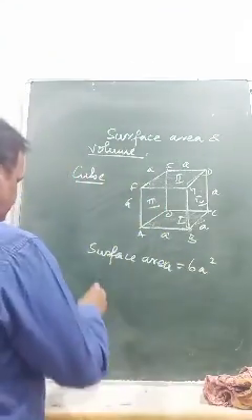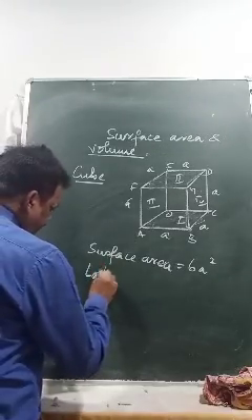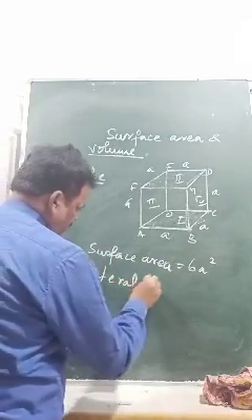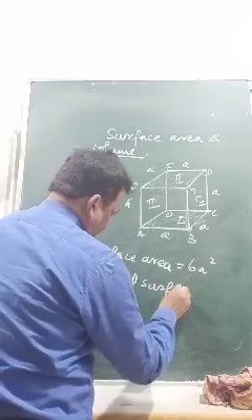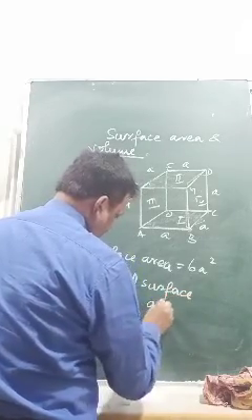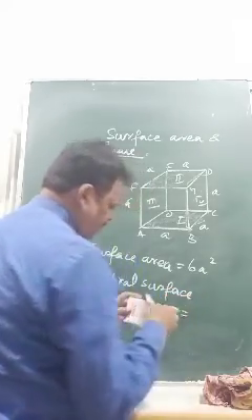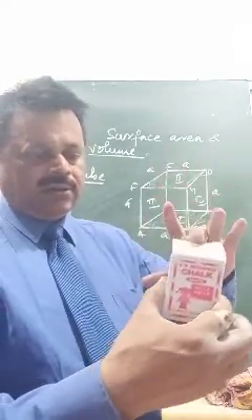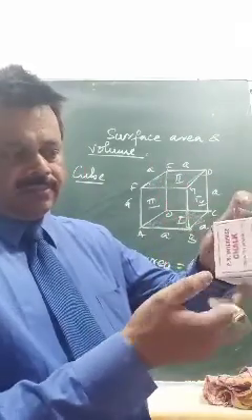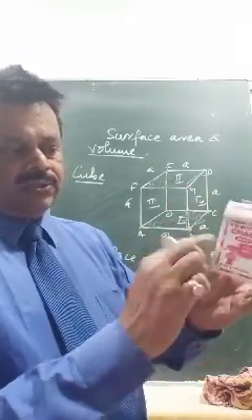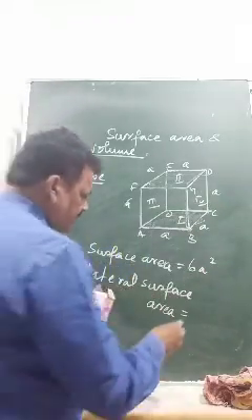Then comes lateral surface area. Lateral surface area means not top, not bottom. That means 4 walls, 1, 2, 3, 4. So 4A square.